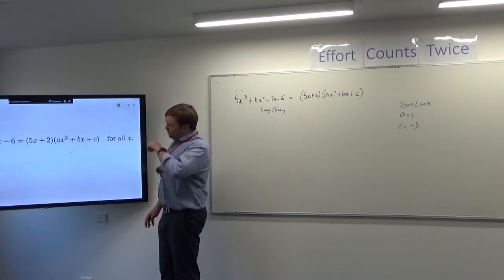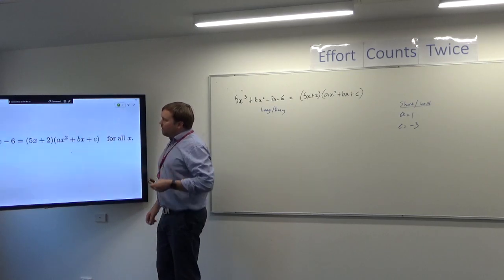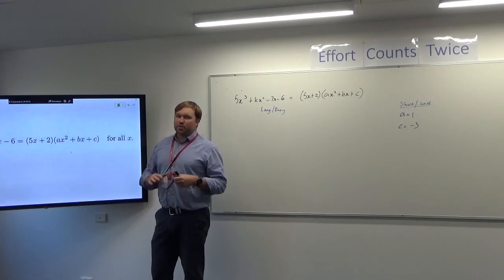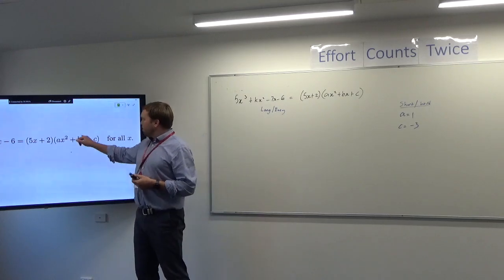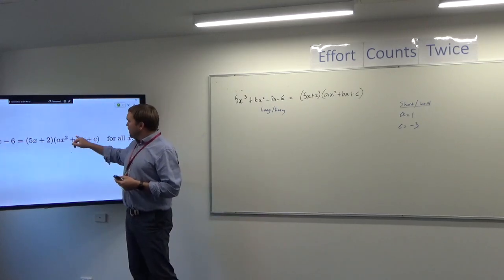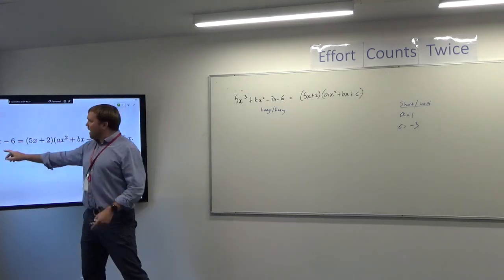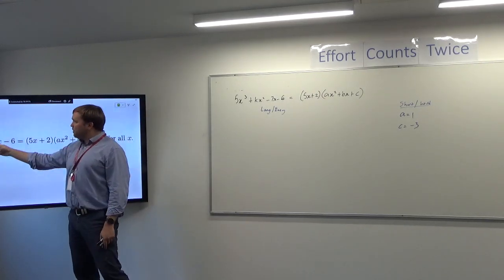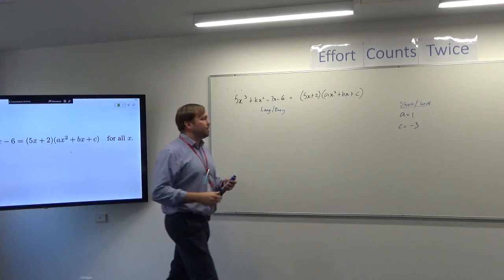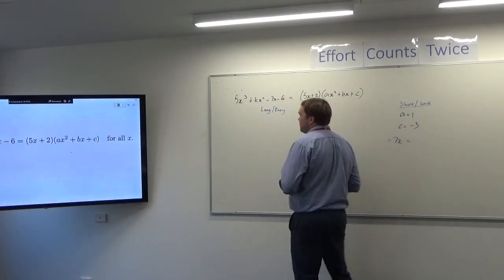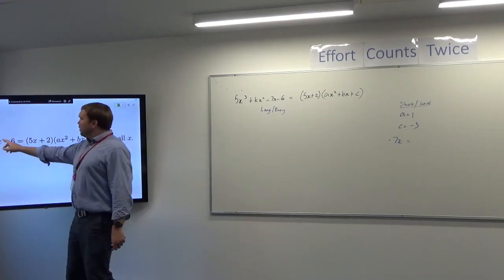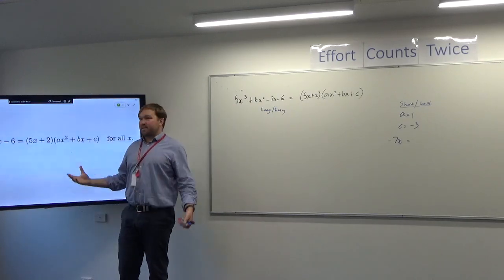Now, I don't want to fully expand it because we're going the short hard way. I want to pick on one. I'm going to try and solve for b, and I'm going to use something we haven't used already. I'm going to use this minus 7x. So, minus 7x on one side will equal the x's on the other side.